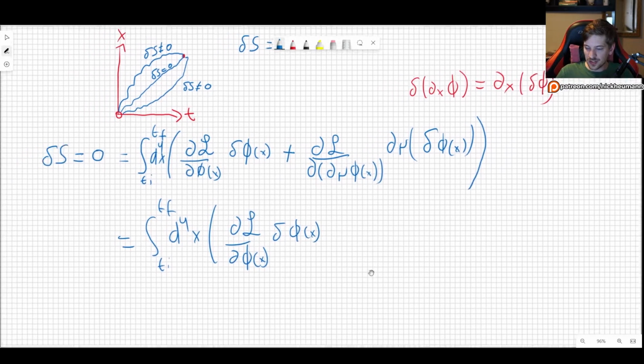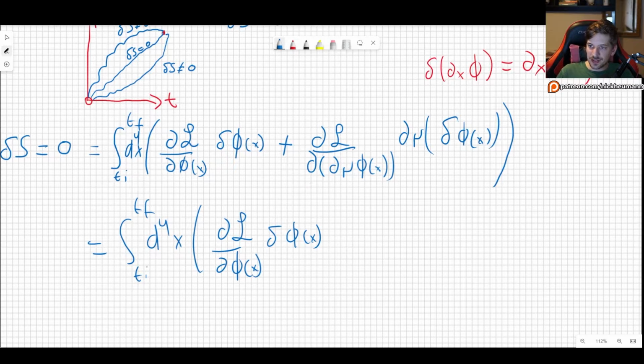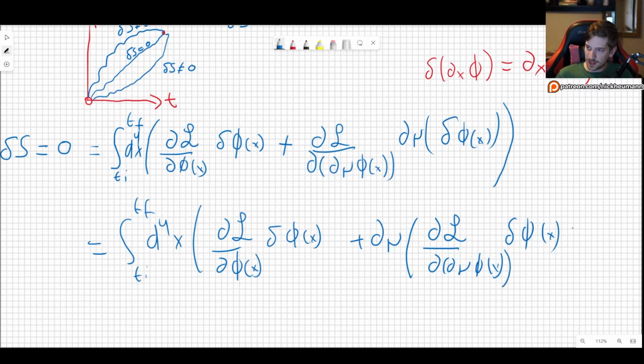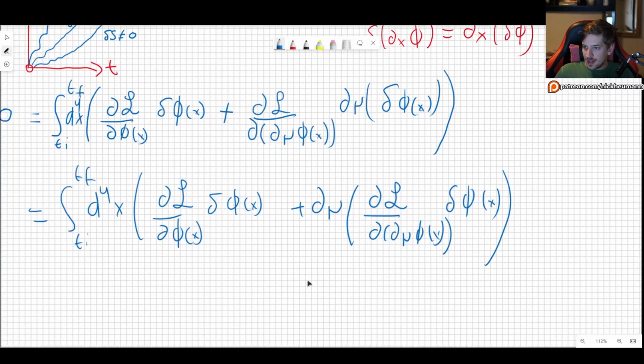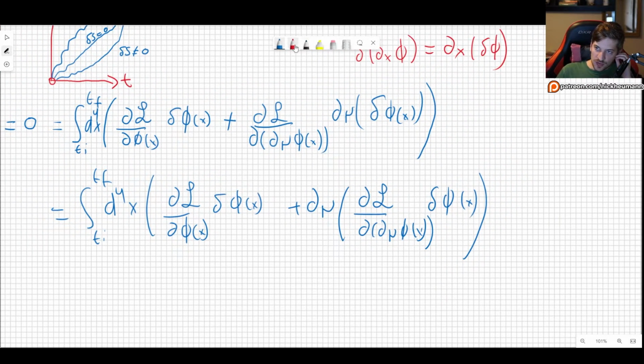Okay, so now what we want to do is basically to integrate here by parts. We can see that this thing right here is equivalent to the following thing. So if we had the total derivative here of the derivative of the Lagrangian with respect to d mu phi of x times the variation of phi of x, if we had this quantity here, I'm just going to make this a little bit neater. So there. Then what would that derivative be?